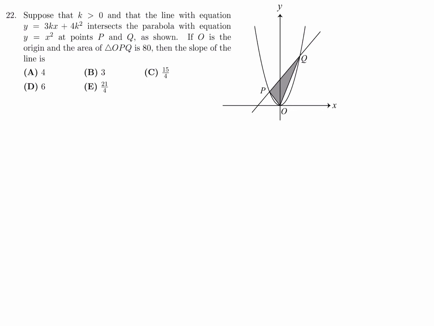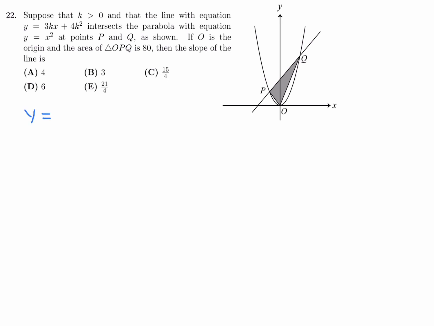Suppose that k is greater than 0 and that the line with the equation y is equal to 3kx plus 4k squared intersects the parabola with the equation y equals x squared at points P and Q as shown. If O is the origin and the area of triangle OPQ is 80, then the slope of the line is.